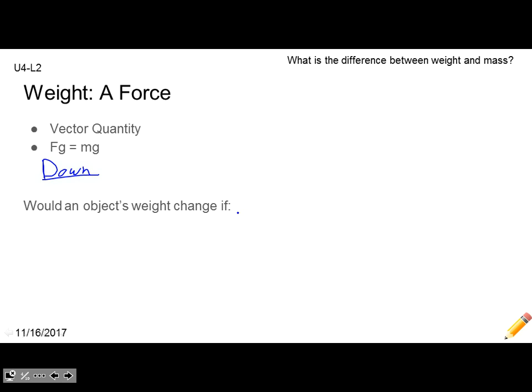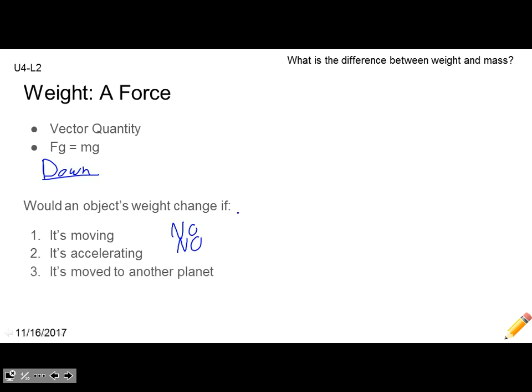Now, would an object's weight change if it's moving? Remy, what do you think? Would an object's weight change if it's moving? No, it's always m times g. It always points down. Lucera, what about if it's accelerating? No, right? It's pointed down, and it's still m times g. What about if we moved it to another planet? Lauren, what do you think? Yeah, it would. So the two questions we're going to do today are about that.